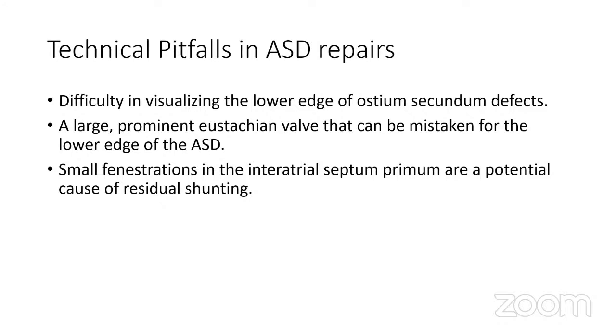Small fenestrations in the interatrial septum primum are a potential cause of residual shunting. These defects can often be closed primarily.